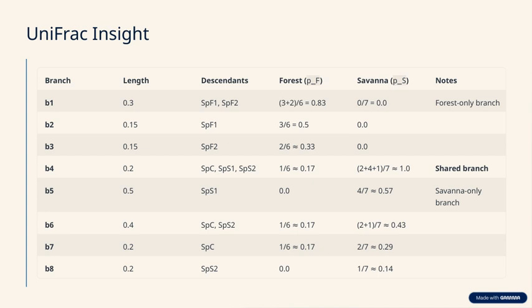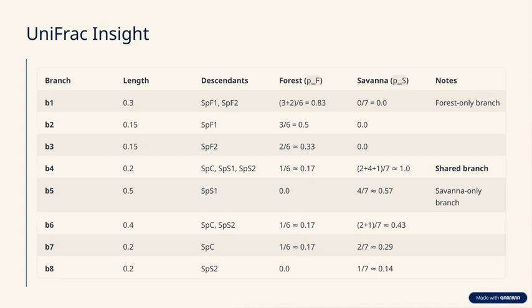Branch B4 is a bit different. It's 0.2 in length and includes SBC, SBS1, and SBS2. The calculations show that approximately 17% of this branch is exclusive to the forest, but when we look at the savanna, about 100% of these descendants are found there, suggesting this is a shared branch between both environments. Now, considering branch B5, which is quite long at 0.5, containing only SBS1. Interestingly, none of its descendants are in the forest, but over half, about 57%, are in the savanna. This clearly points to a savanna-only branch.